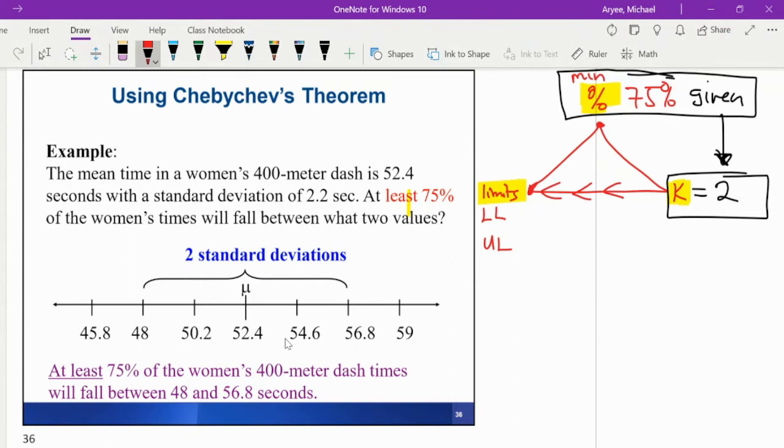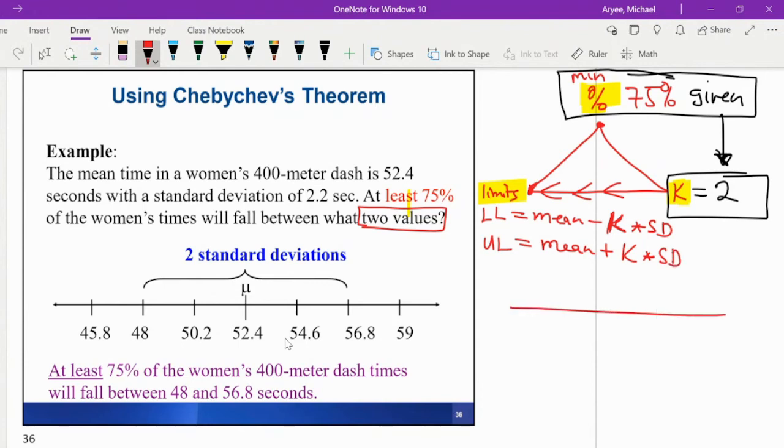Now, the question is, how do you find the limit in this case? You should find between where the two values will fall. The lower limit is always the mean minus K times the standard deviation. Write this formula down somewhere. The upper limit is the mean plus K times the standard deviation.